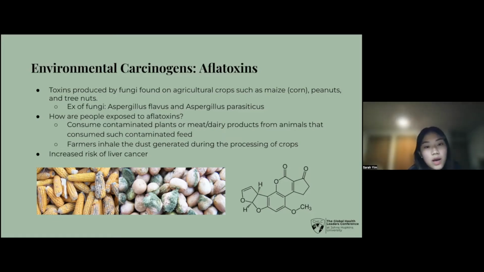They can also be exposed to aflatoxins when farmers or just people are inhaling the dusts that are generated during the processing of the crops, and this will specifically lead to an increased risk of liver cancer.